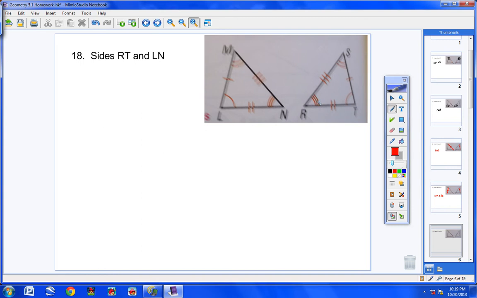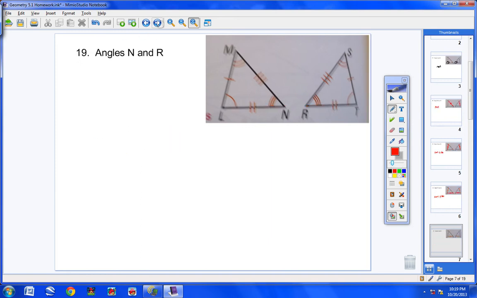sides RT. So here's RT and LN. Now notice RT has 2 marks. Notice LN has 2 slashes. So yes, these two sides are definitely corresponding sides. They do go together.